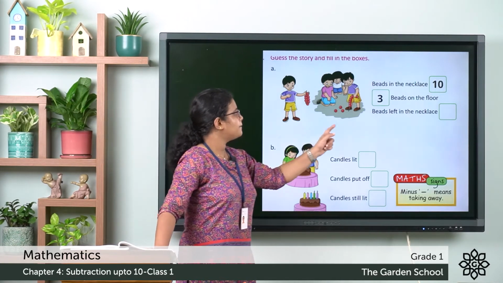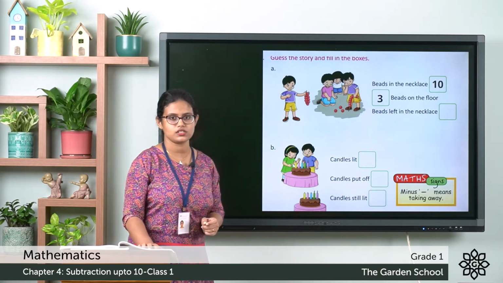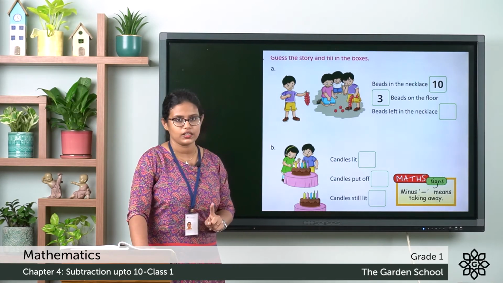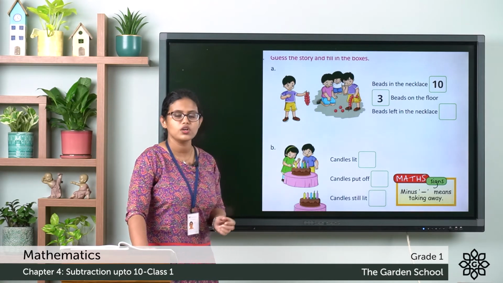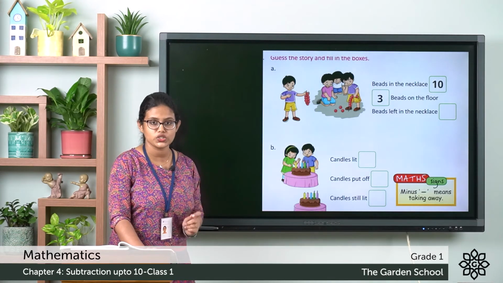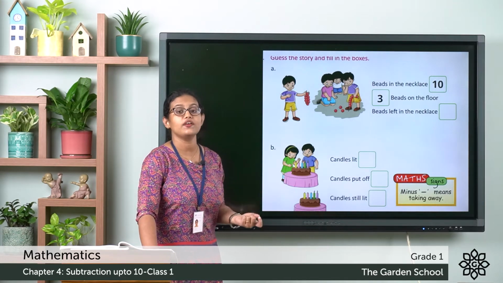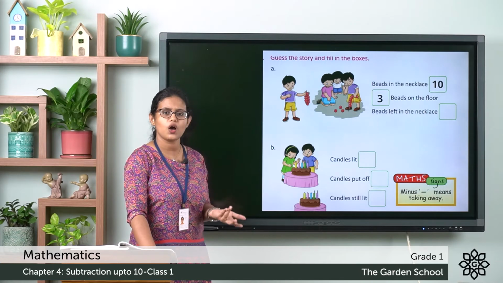Then beads left in the necklace. So there were how many beads in total? There were 10. How many are on the floor? 3. So what do you need to find? You need to find how many beads are left in the necklace. So how many are left?